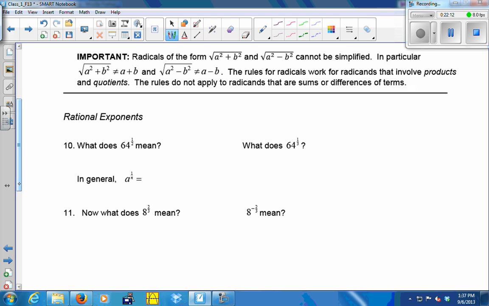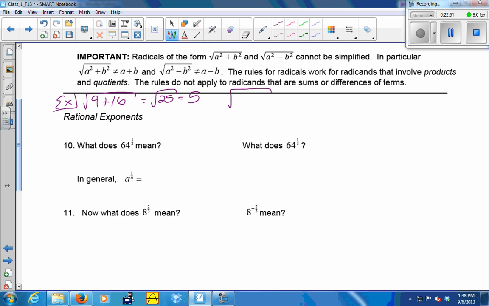Now it is important to know that when you're taking the square root of a sum or a difference, that cannot be simplified. So the square root of a squared plus b squared is not equal to a plus b. Square root of a squared minus b squared does not equal a minus b. So for example, if I do the square root of 9 plus 16, what is 9 plus 16? 25. So this is the square root of 25, which is 5. So the square root of 9 plus 16 is 5.